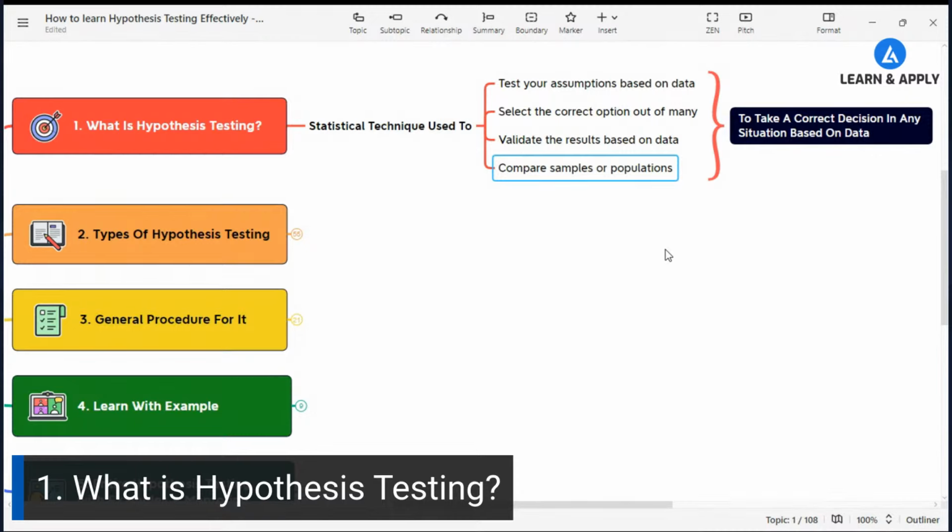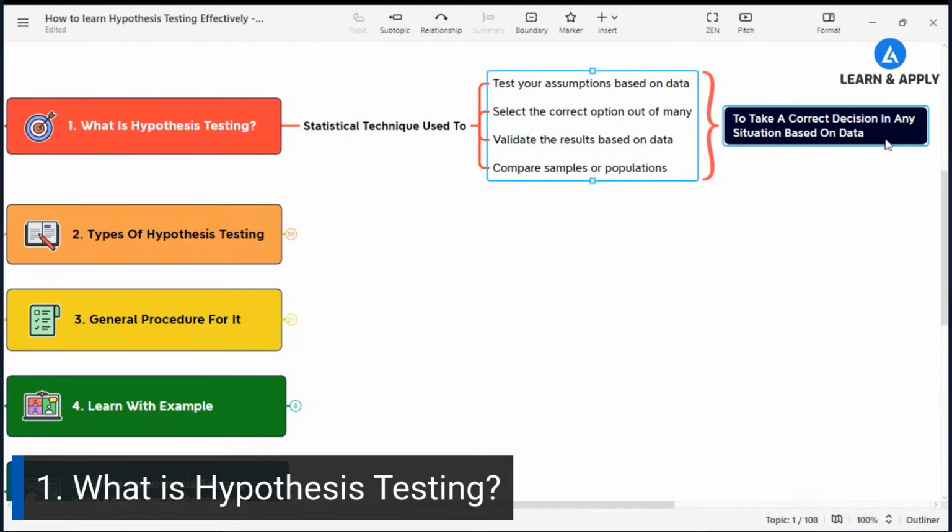Now, if you want to summarize everything in short, what is hypothesis testing? It is a statistical technique that is used to take a correct decision in any situation based on data. Based on data, that's a keyword here. So we are going to use statistics to identify which option is correct, which results are more appropriate, right?